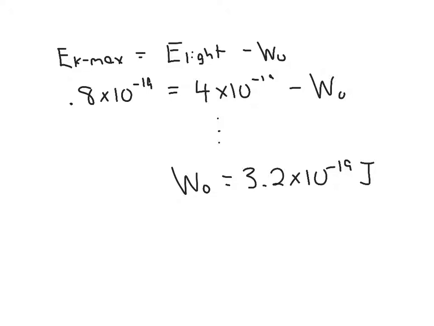Often work functions are given in electron volts. The conversion factor to go from a joule to an electron volt is to divide by the charge on the electron. So this one works out to be nice numbers that the work function is approximately 2 electron volts.